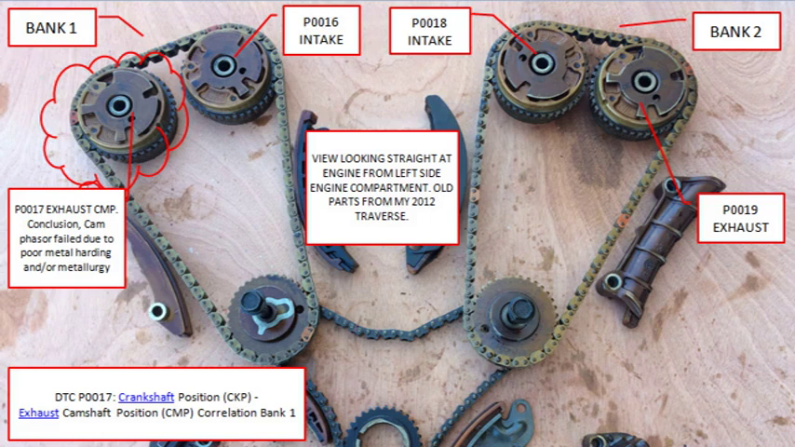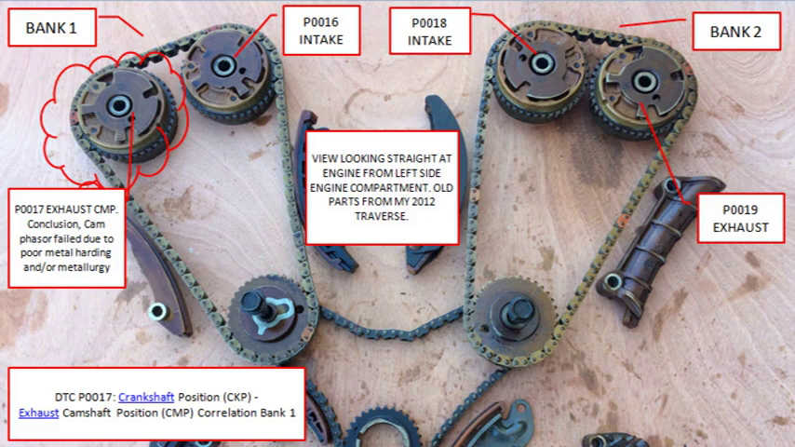Inspect the camshaft position sensor. The camshaft position sensor is responsible for monitoring the position of the camshaft. A faulty sensor can send incorrect signals to the engine control unit, ECU, which can lead to the P0022 code.